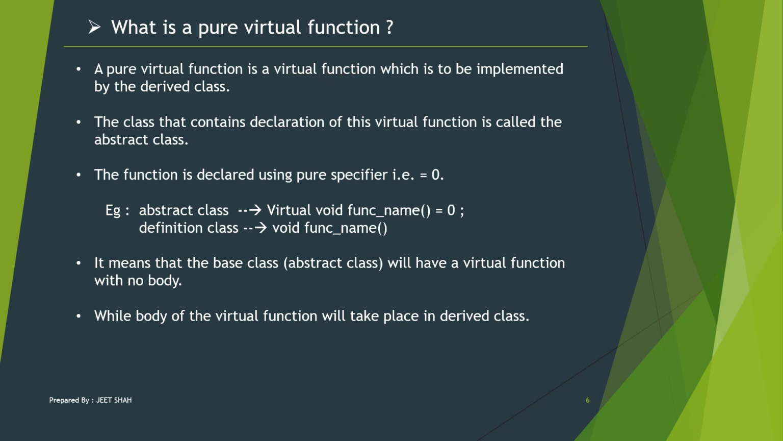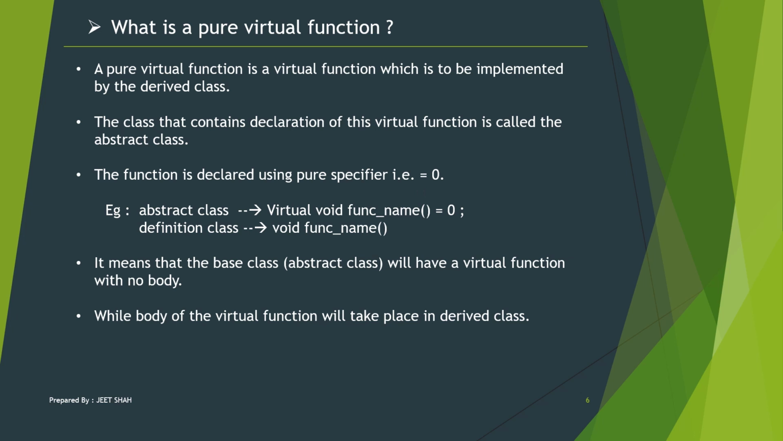So when a virtual function gets its definition or gets implemented by the derived class, it is called a pure virtual function. I repeat, when a virtual function is defined or implemented by the derived class, then it is called a pure virtual function. Now, the class that contains the declaration of this virtual function is called the abstract class. So in simple words, when a class contains only the declaration of the virtual function, then that class is called an abstract class. Now, the function is declared using the pure specifier, that is equal to 0.